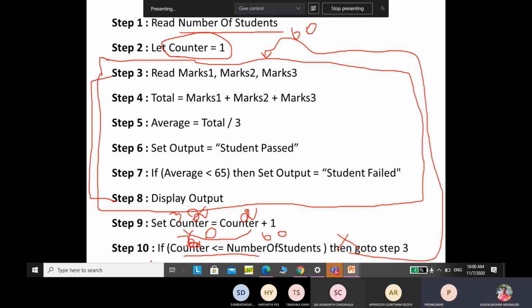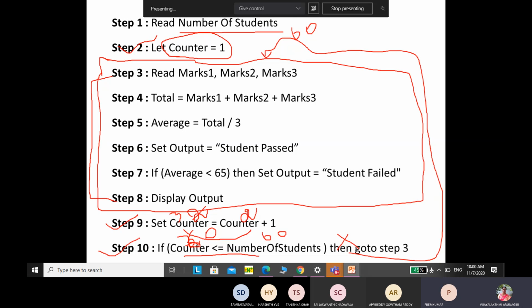What is meant by iteration? Iteration means there are some steps that I am going to repeat. In computer terminology, if you are going to use the looping iterative process, you compulsorily have to use these 3 steps: you have to initialize the counter value, you have to increment the counter value, and you have to check the counter value. Clear?